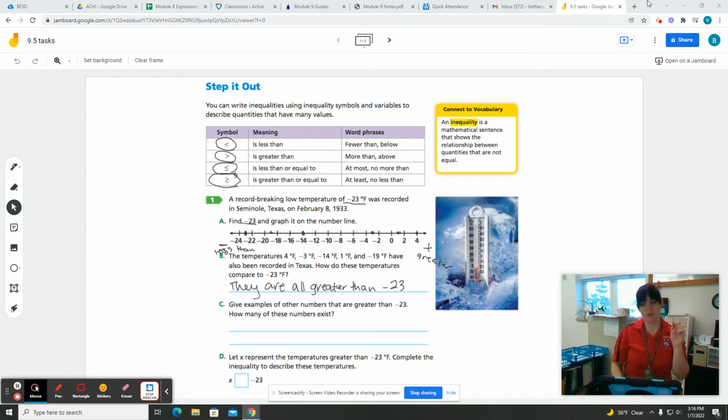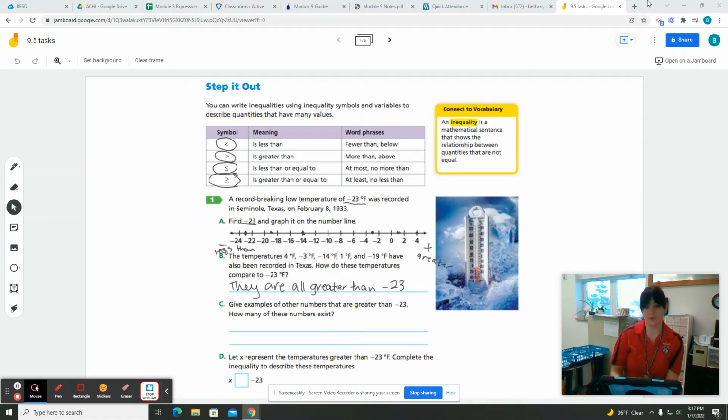Give examples of other numbers that are greater than negative 23. I would like you right now to write down 3 numbers that are greater than negative 23, that are not listed above, not the ones that we just plotted on the graph. Think of 3 different ones. Write them down right now. Okay, you have them written down. If you need more time, you can pause the video.